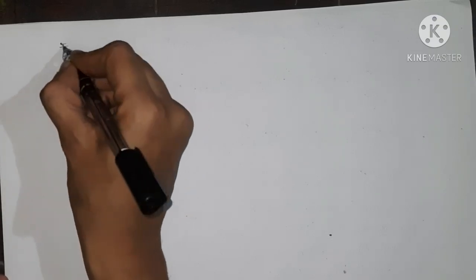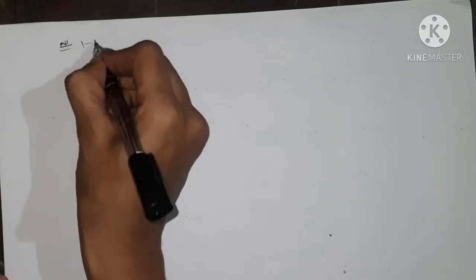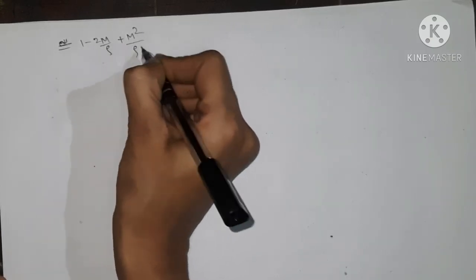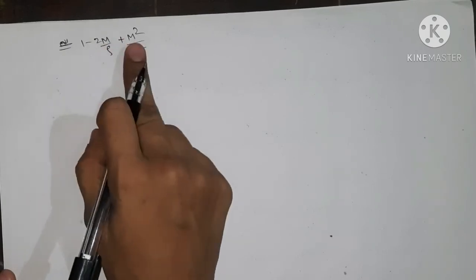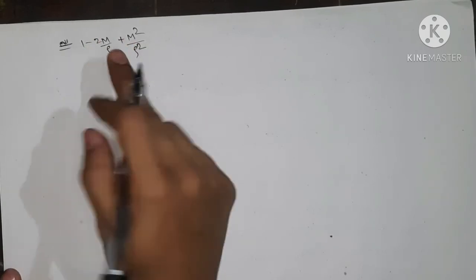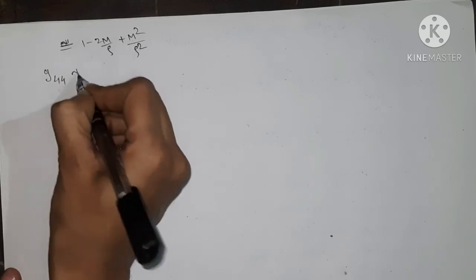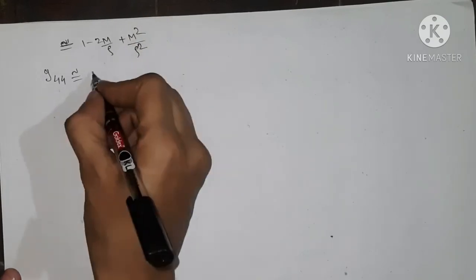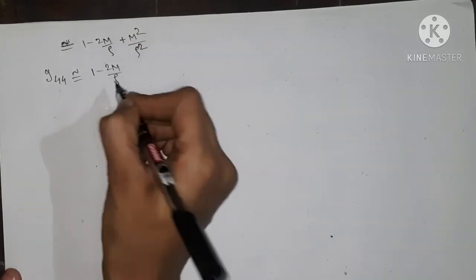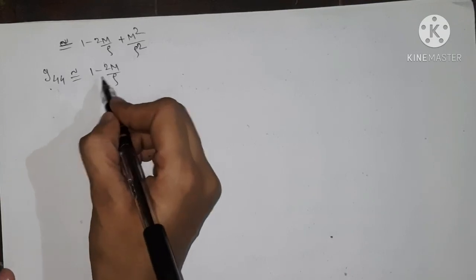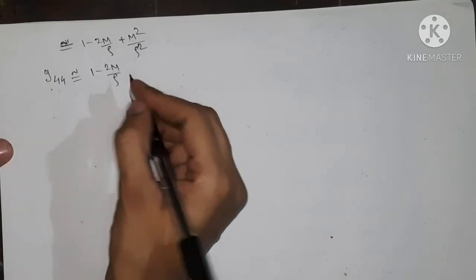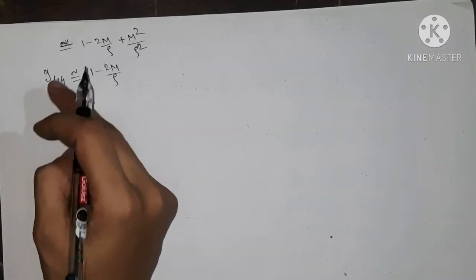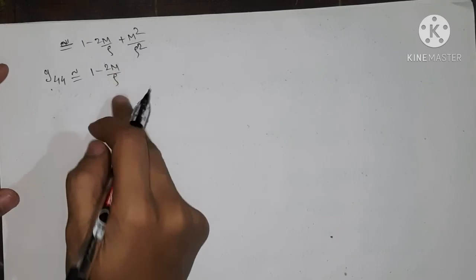That is approximately equal to 1 minus twice m upon rho plus m square upon rho square, expanding this bracket 1 minus m upon rho. So G44, again approximating up to first order, the higher order terms get neglected, and we have 1 minus twice m upon rho. So G44 is approximately equal to 1 minus twice m upon rho. And thus for a weak gravitational field, our G11 and G44 are approximated.